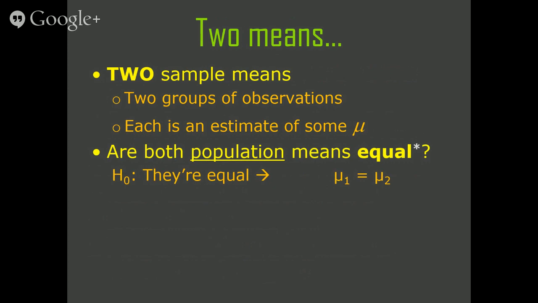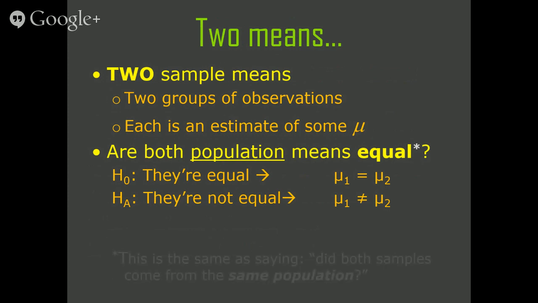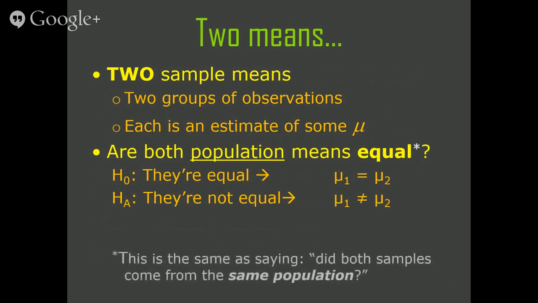Now, it is possible to make more interesting null hypotheses than these, but almost nobody does, and it gets complicated for an intro class. So let's just say the null hypothesis is that the population means are equal to each other. Mu1 equals mu2. The alternative hypothesis is they're not equal. Now, the alternative could also be that mu1 is greater than mu2 or less than mu2. Saying that they're equal is effectively the same as saying, did both samples come from the same place? Did they come from the same population?